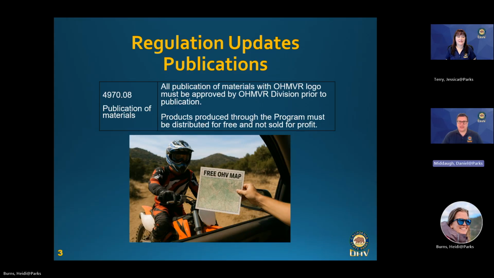A small change to our publications regulations. Like in the past, all published materials that have the OHMVR logo must be approved by the division prior to publication. New for G25 is all publications that are paid for by grant funds must be distributed for free. And that includes by third parties. So if you're giving maps to a local shop or a partner organization, they also have to distribute those maps for free, or any publication for free.